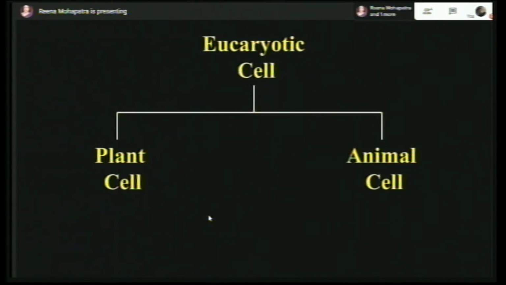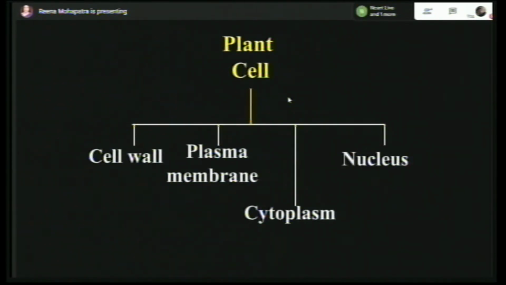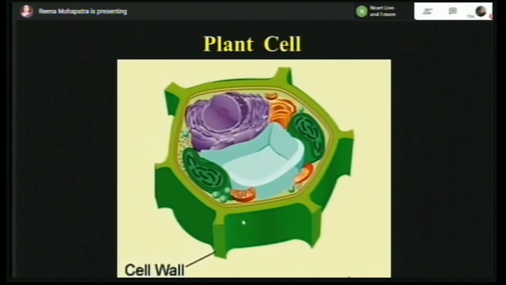Eukaryotic cells are broadly divided under two heads: plant cells and animal cells. Whether it is a plant cell or animal cell, a eukaryotic cell or even a prokaryotic cell, it possesses three different parts: plasma membrane, cytoplasm, and nucleus. In the case of plant cells, in addition to these three components, another component is present, which is called the cell wall. This is the cell wall you can find here.